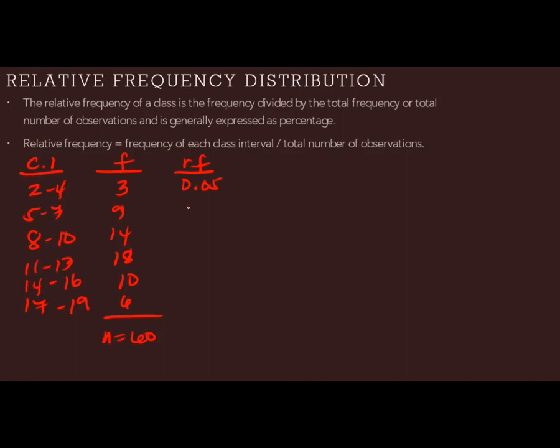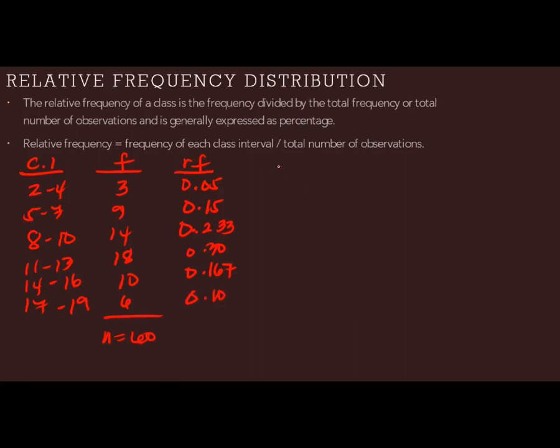Okay, so our relative frequency for 3 is 0.05. Then 9 divided by 60, 0.15. And 14 divided by 60, we have 0.233. And then 18 divided by 60, we have 0.30. And 10 divided by 60, we have 0.167. And 6 divided by 60 is of course 0.10.